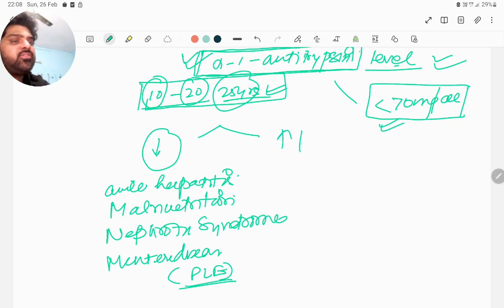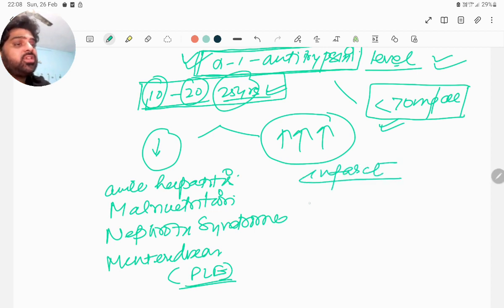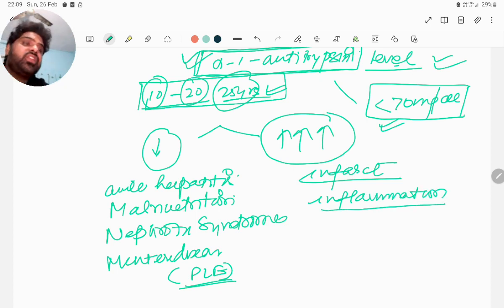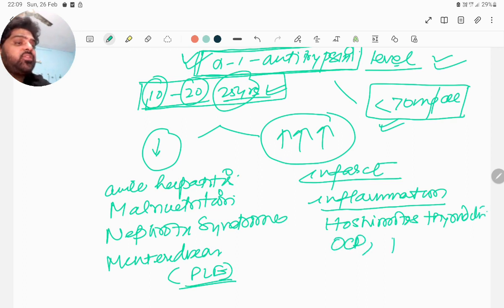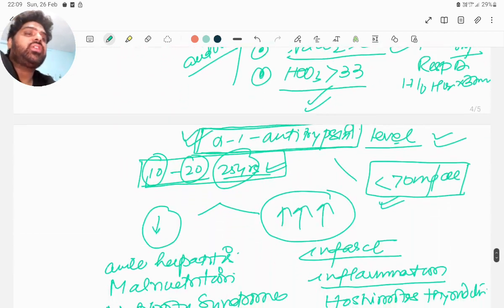Then there are certain conditions in which there will be an increased alpha 1 antitrypsin value. What are these? In case of infarct, if a patient has developed an infarct, and in cases of inflammation, because it is also a marker of inflammation, it will increase. Also in Hashimoto's thyroiditis, patients taking OCP, if the patient is pregnant, and in SLE. So you have to interpret the result of alpha 1 antitrypsin very meticulously. Okay, so this was regarding alpha 1 antitrypsin. This was the test.